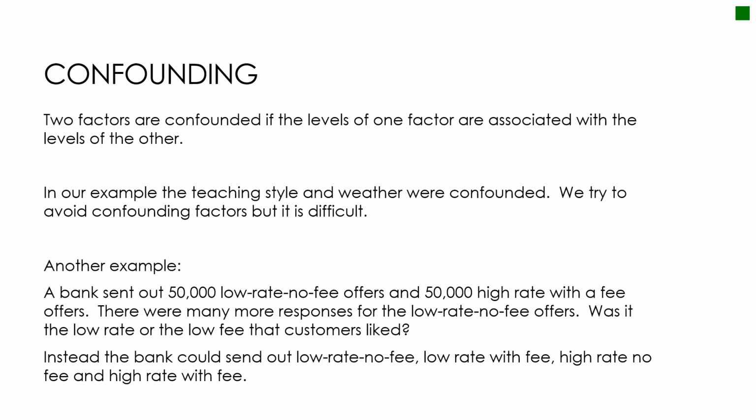Another example: a bank sent out 50,000 low rate, no fee offers and 50,000 high rate with a fee offers. Obviously, there were many more responses for the low rate, no fee offers. But the bank doesn't know: was it the low rate that everybody loved? Was it the low fee that everybody loved? Or was it the combination of factors? So instead, they could send out a low rate, no fee; low rate with a fee; high rate, no fee; and high rate with a fee, and then see where they got the most responses.